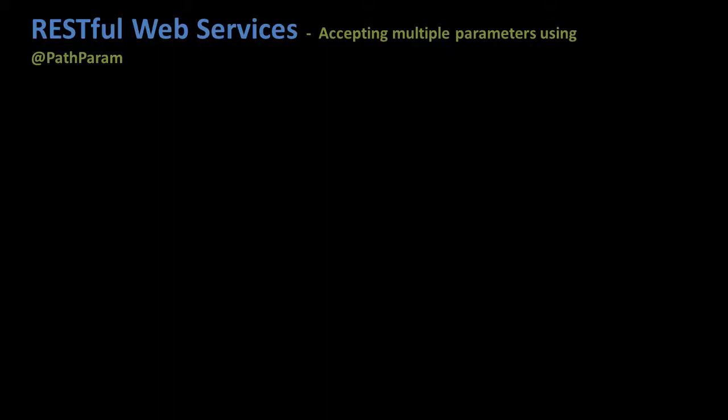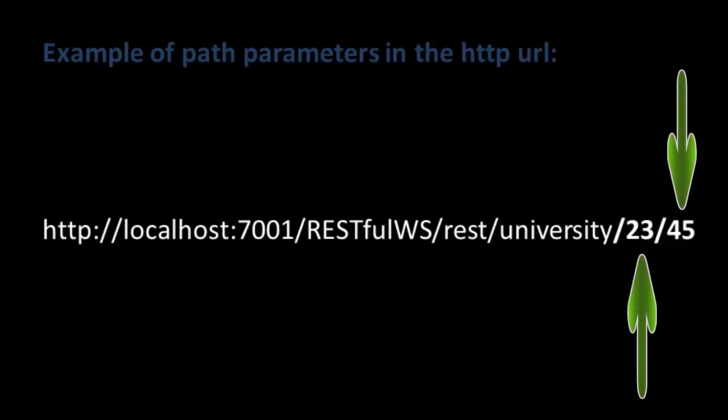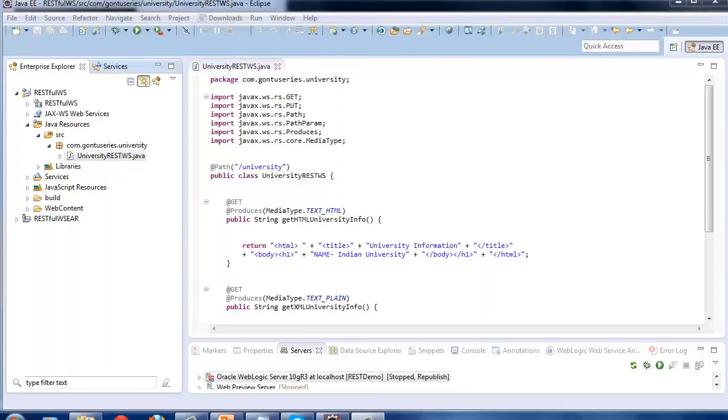Before we go through this demo, let us see what we mean by a path parameter in the HTTP URL. This is an example of a path parameters HTTP URL. In this, the client has passed two parameters, 23 and 45. If the parameters are passed in the URL and are listed in this particular fashion, that is, parameters are separated by a / and all parameters appear at the end of the URL, then those parameters are known as path parameters. Alright, let's go through this demo for clear understanding.